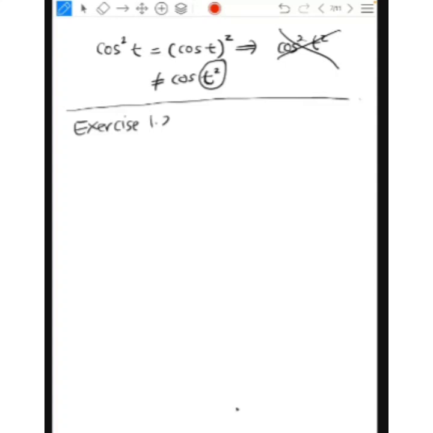So let's go to exercise 1.2. Exercise 1.2 only has 10 questions here, and the questions are simple, so I think there is no problem with this.